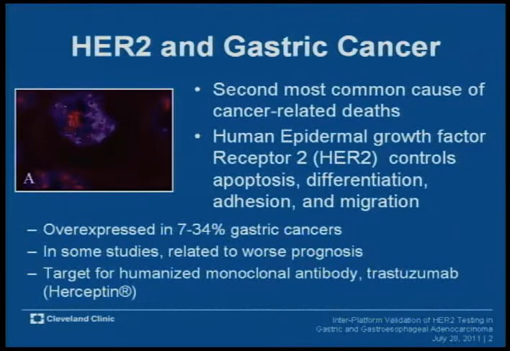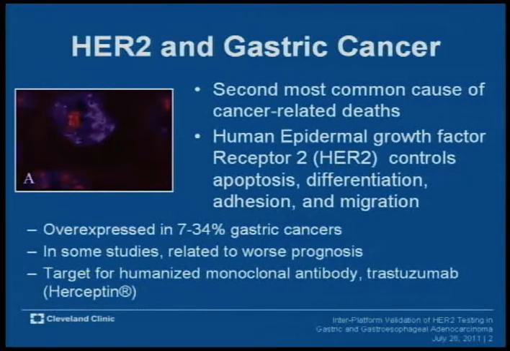Recently, there have been a lot of studies evaluating the connection between the human epidermal growth factor receptor 2, HER2, and gastric and gastroesophageal adenocarcinoma. This protein is a member of a family of receptors that has been shown to drive apoptosis, cell differentiation, adhesion, and migration. The HER2 gene is shown to be overexpressed in about 7 to 34% of all gastric cancers, and in some instances, overexpression has been related to the worst prognosis.